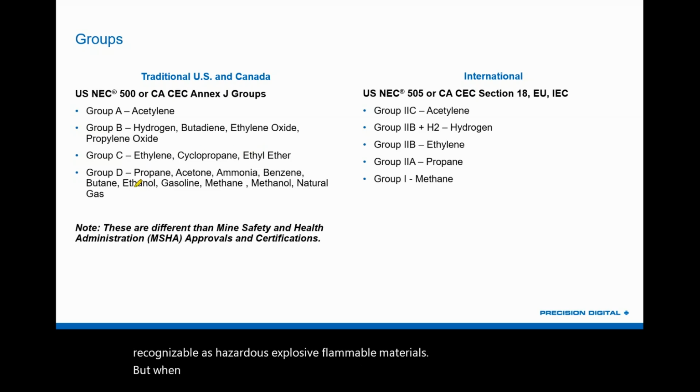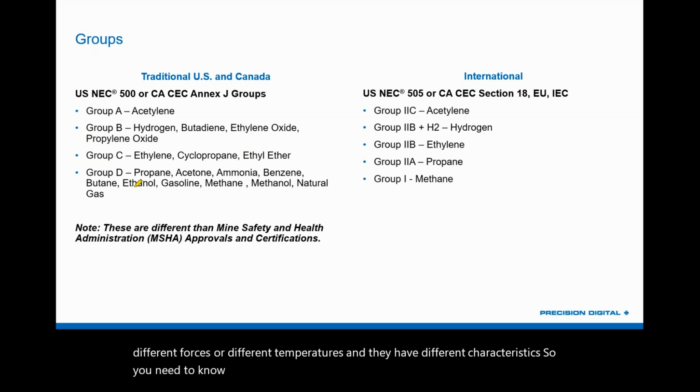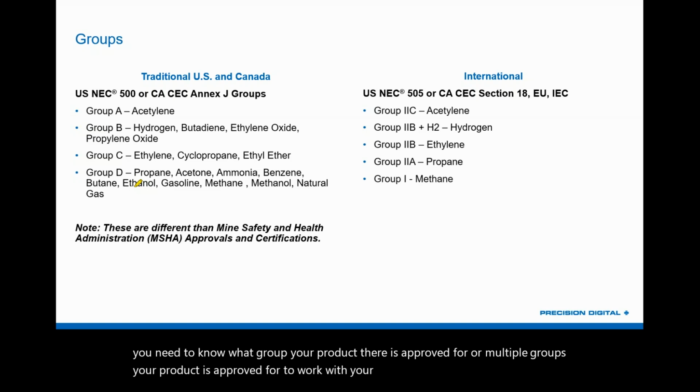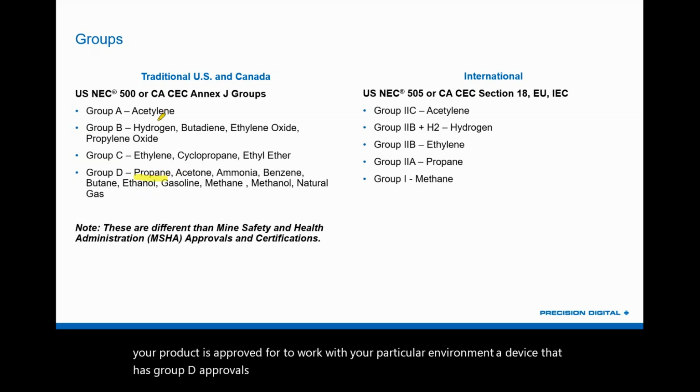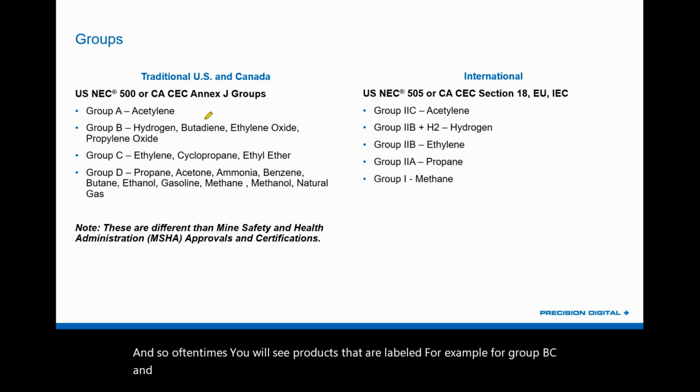But when you're trying to approve a product, all of these different materials ignite with different forces or at different temperatures, and they have different characteristics. So you need to know what group your product is approved for, or multiple groups your product is approved for, to work with your particular environment. A device that has group D approvals for propane is not going to be appropriate in an environment where you're dealing with ethylene. And so oftentimes you will see products that are labeled, for example, for group B, C, and D, letting you know that they've got all of these covered.